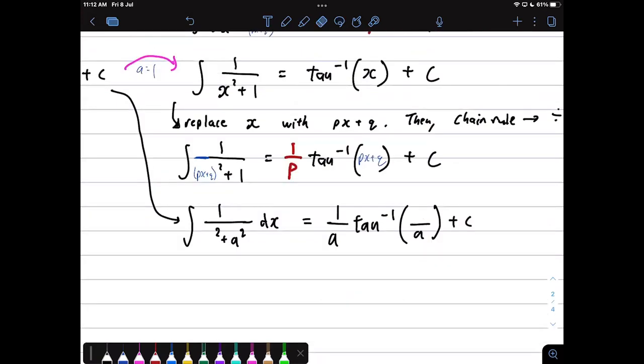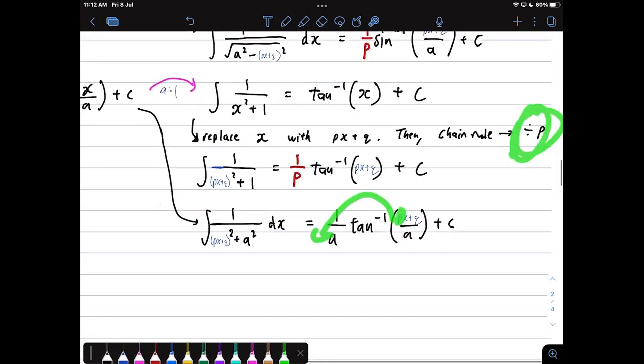I will now replace the x with px plus q, and likewise over here. But what happens when you have an extra p? You still need to divide by p. So it becomes 1 over ap.